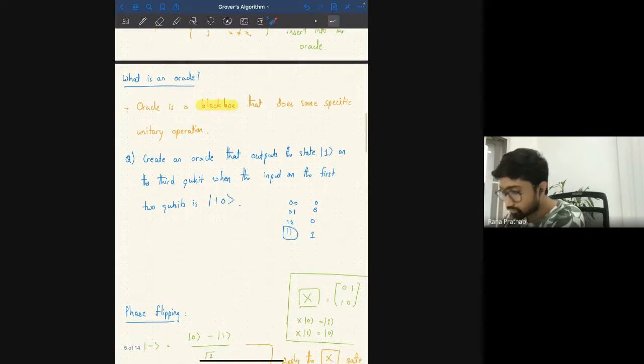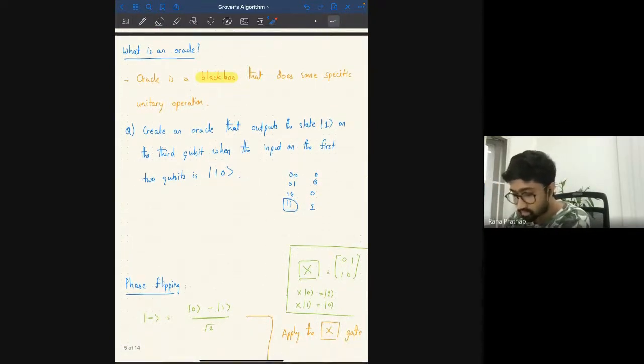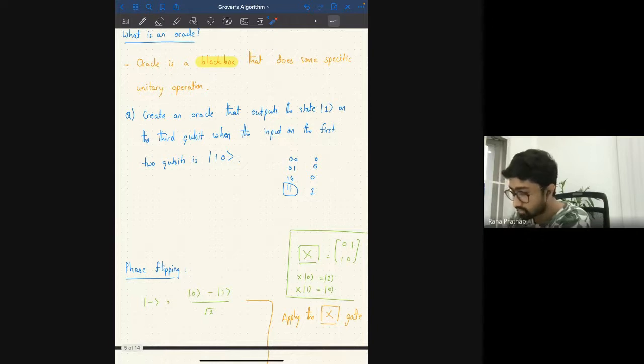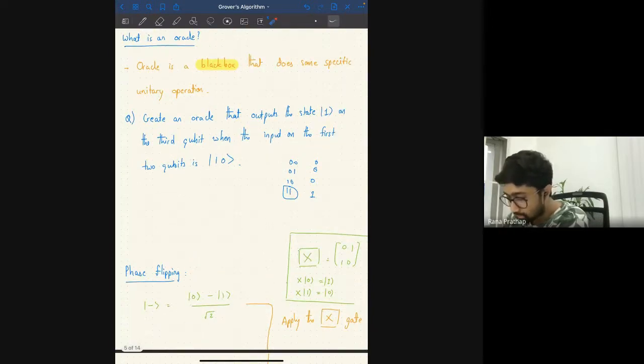Before we go there, we're going to learn a few important things. The first thing is an oracle. I believe you already know it, but just to give you an idea, it's a black box that does some specific unitary operation. You might have learned this part, but if we ask a question saying, create an oracle that outputs the state 1 on the 3rd qubit when the input on the first 2 qubits is 1, 0, let's look at that.